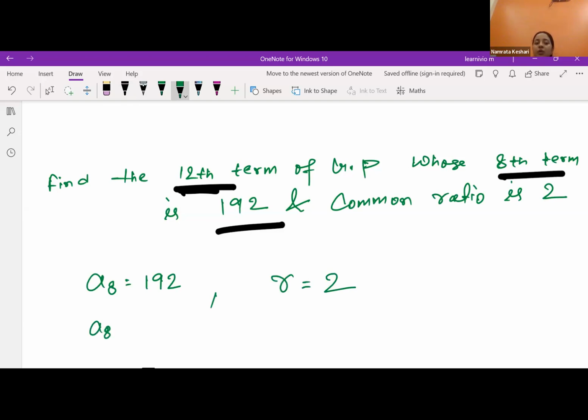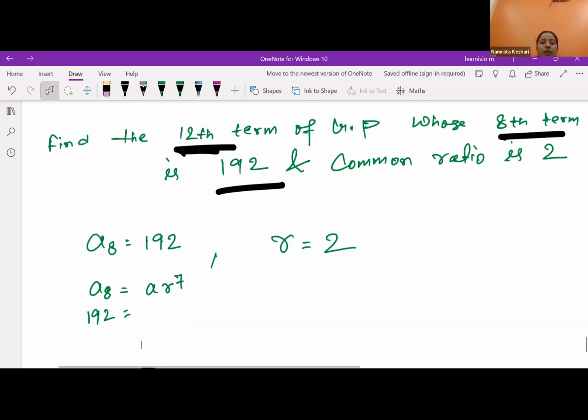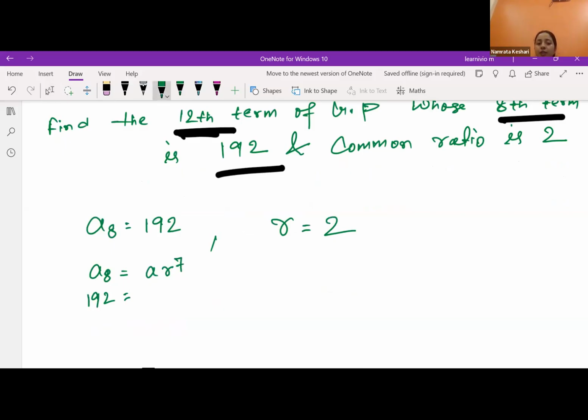A8, if you have to find it manually, then you will be using A R to the power n minus 1, that means A R to the power 8 minus 1, that means 7. Now the A8 value is given to you, that is 192. Getting it, Manvi and Nabila? Okay. So we are just substituting. A we don't know. R we know it is 2. In place of R we are going to place 2 to the power 7. Be careful while taking the exponent. This is just R to the power 7, just common ratio to the power 7 you are having. So bracket is important. Now from here you have to find the A value.